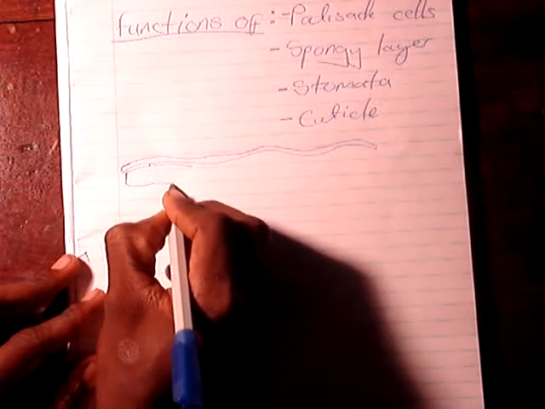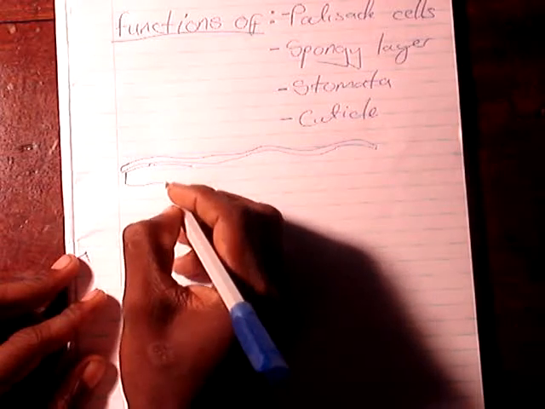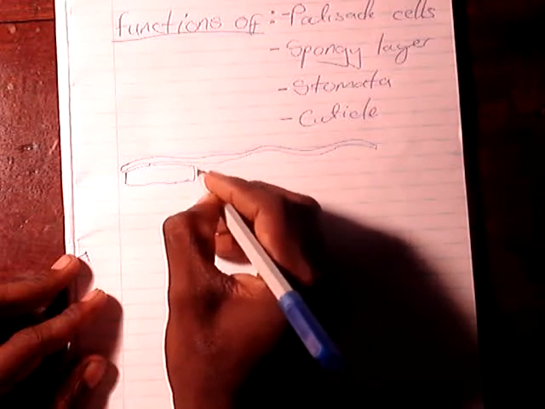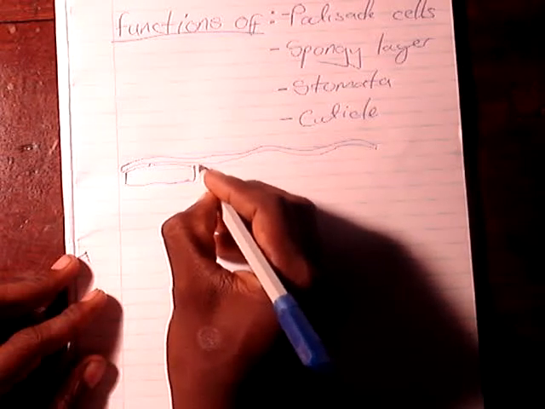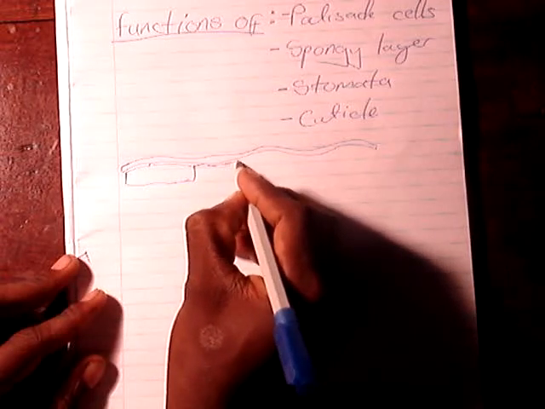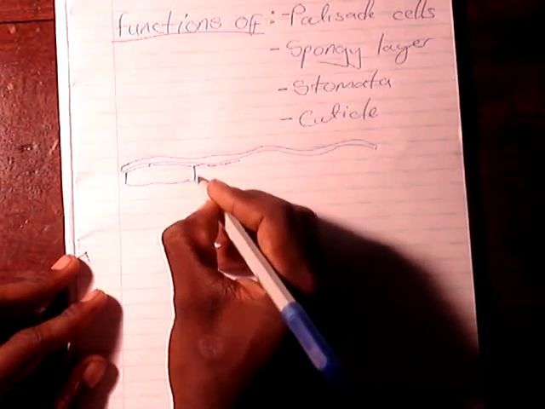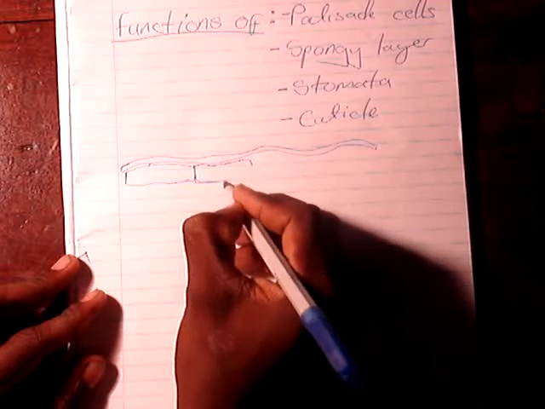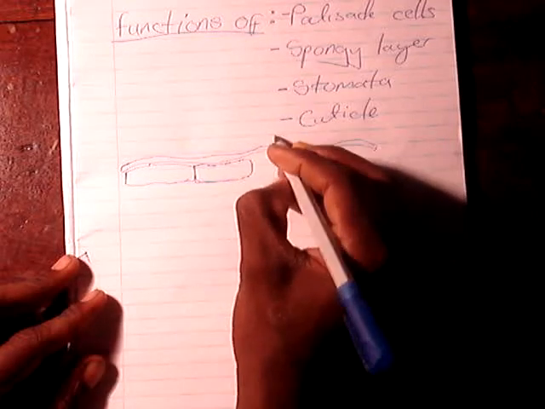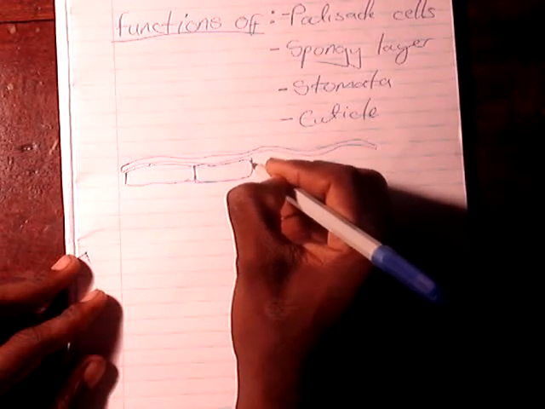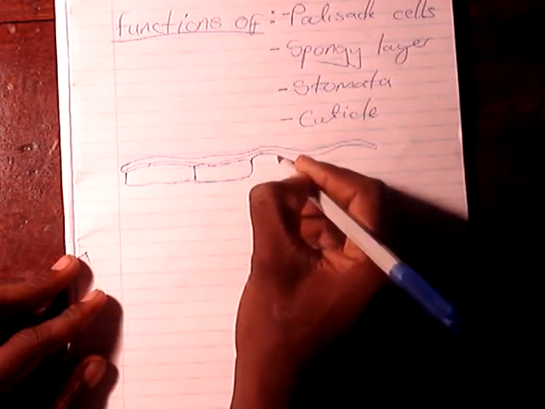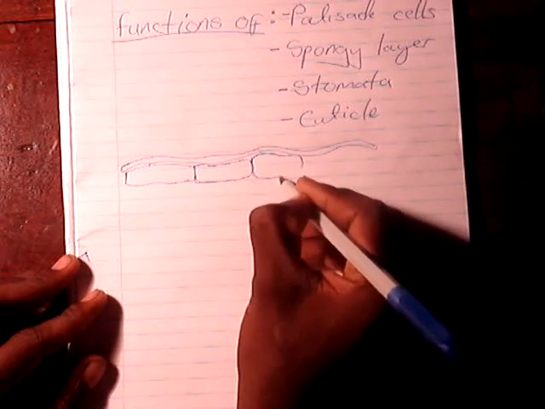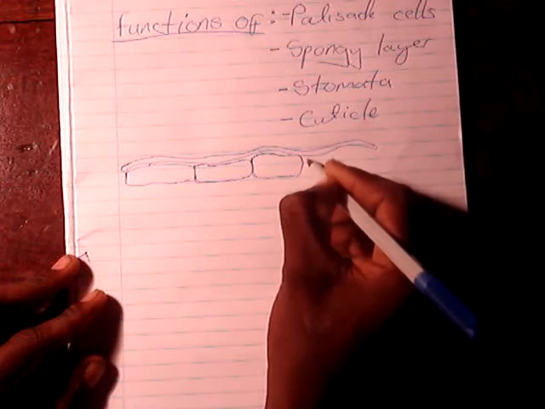So this is called the upper epidermis. This will cover this area here, like this. So they will continue up to the end of this. Keep continuing.